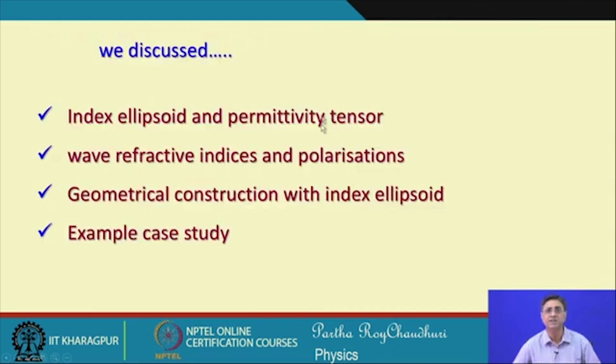So, in this section we have discussed the index ellipsoid, the construction and the geometry of the index ellipsoid and the corresponding permittivity tensor. By this geometrical construction we have discussed how to extract the wave refractive indices and the polarization directions, the values of the electric field and the displacement field. Then we talked about the example cases, which we will discuss in more detail in the next section.